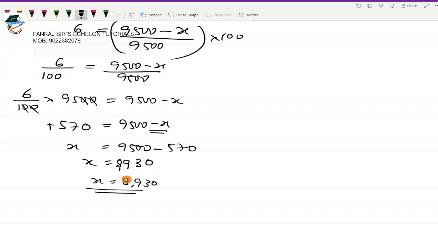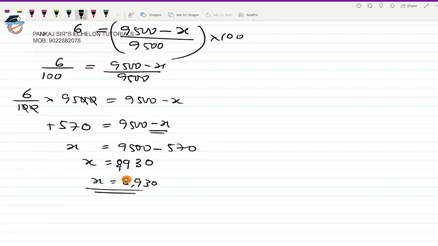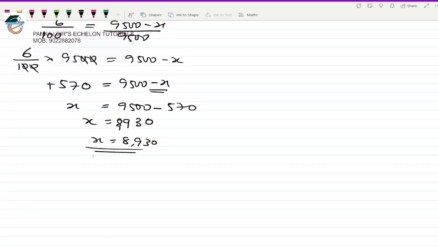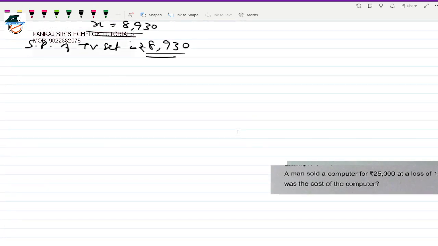Now what was this x? x was nothing but my selling price. So selling price is 8,930. So I can write that the selling price of this TV set is 8,930 rupees. Fine. So that was example number 4.